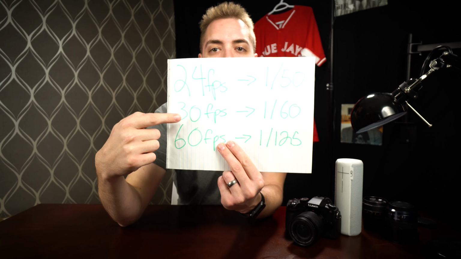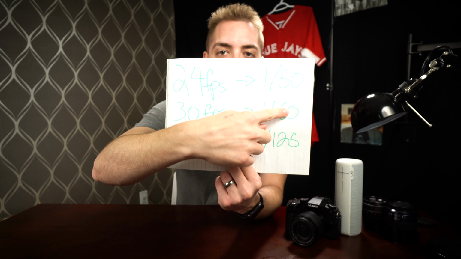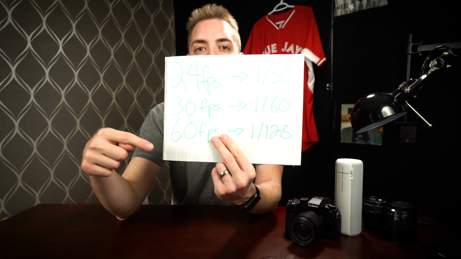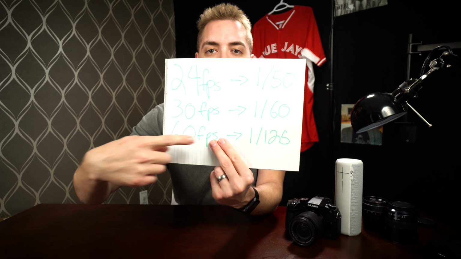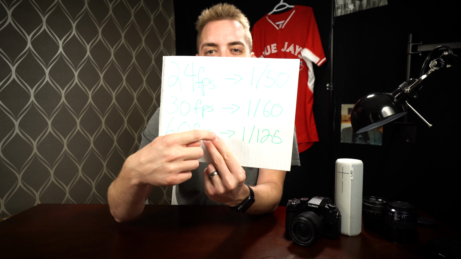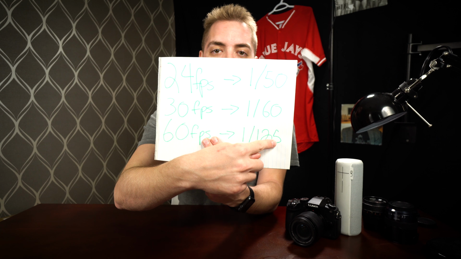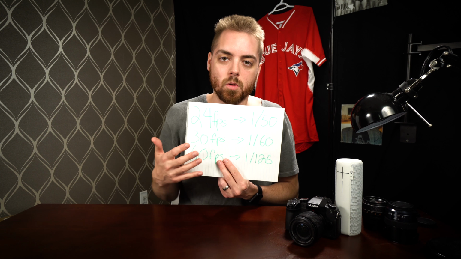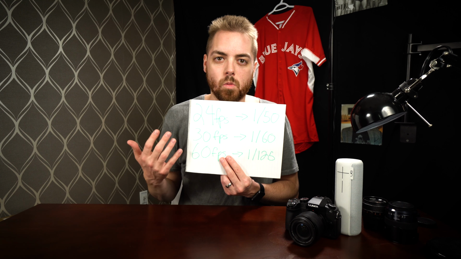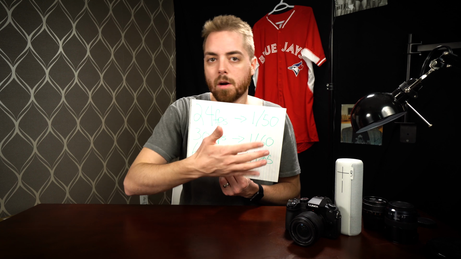If you're at 30 frames per second here, you want to be at 1/60th of a second. If you're at 60 frames per second here, you want to be at 1/125th. Now again, you would double this. It should be 1/120th, but your camera won't give you 1/120th. These will ensure that your motion looks natural and smooth. And if you want to follow the rules, just don't vary from this, and you will be absolutely fine.